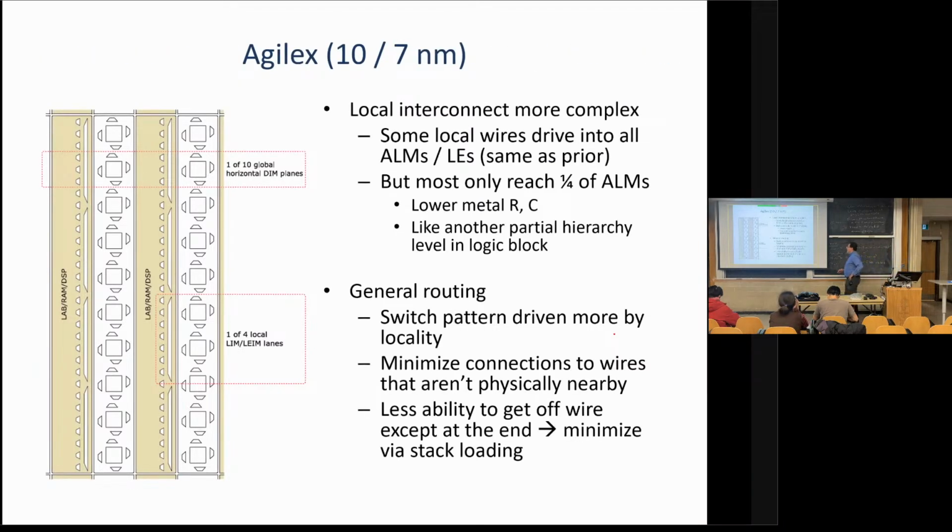Okay, so Intel's latest FPGA is Agilex. It's at 10 and 7 nanometers. There are versions of both. And I mentioned this earlier, but let's come back to it. Their local interconnect is more complicated, and it's because of metal resistance.